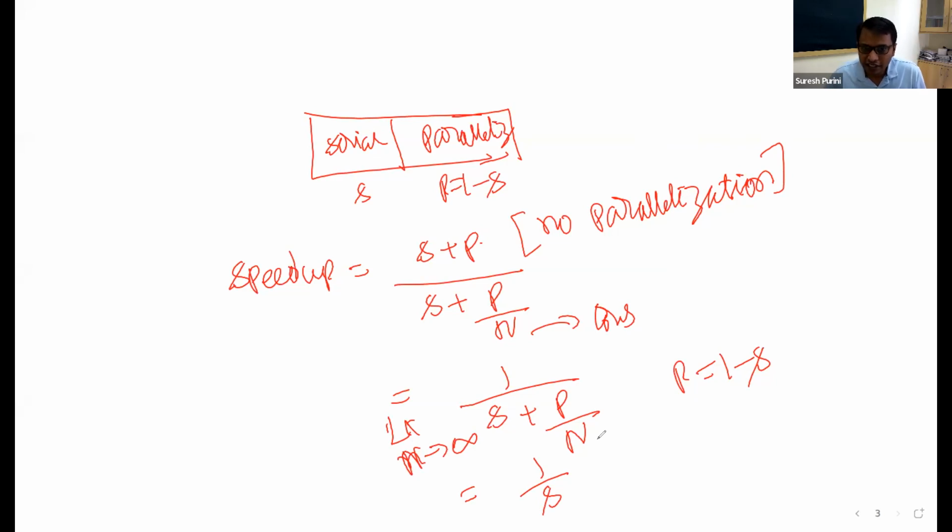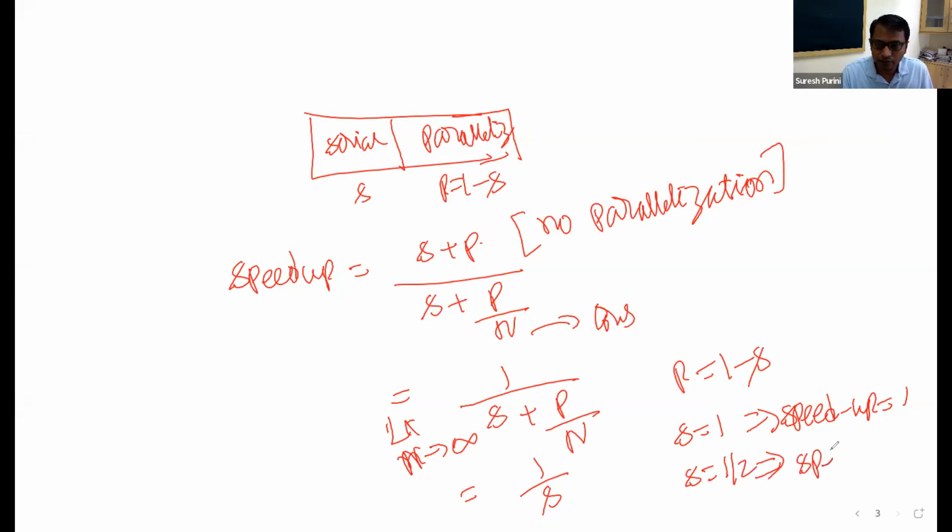S is equal to 1 implies no speed up. Speed up is equal to 1. But if S is equal to half, then speed up is equal to 2. This is the max speed up that you can get. So if 50% of the program is serial, and you are trying to get your program to run at 3x speed or 4x speed, then it's a hopeless endeavor, right?